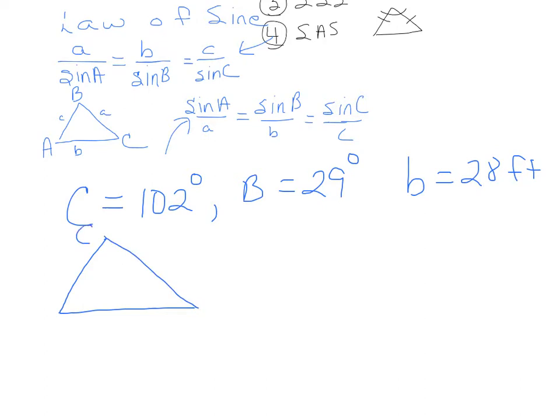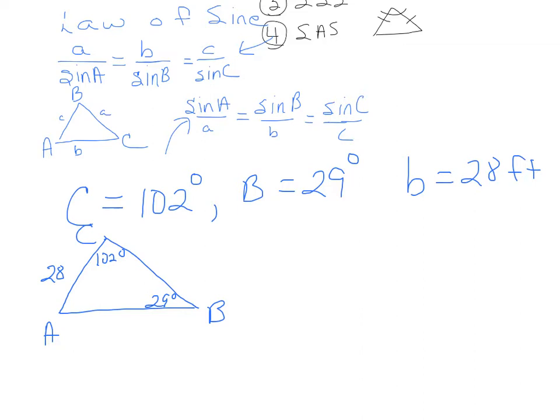If this is angle C and it's 102 degrees, here's angle A. We'll say angle B is 29 degrees, and so side B is 28 feet. This is an angle-angle-side triangle. So, can I find angle A? Yeah. How?